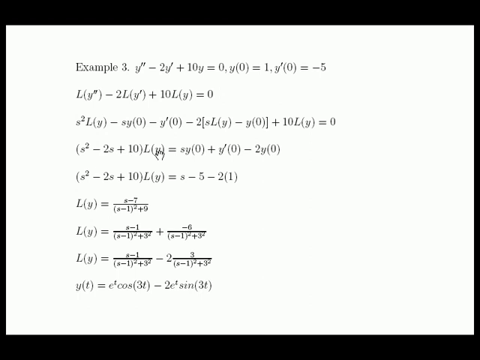Get the Laplace transform of y together. You've got s squared minus 2s plus 10. And then take the other terms to the other side. You have s y of 0, y prime of 0, and here you have a plus 2y of 0, so it goes on the other side as minus 2y of 0. Now plug in y of 0 is 1, y prime of 0 is minus 5, so that's just s minus 2, and then minus 5. So you have s minus 7, and you divide by s squared minus 2s plus 10.